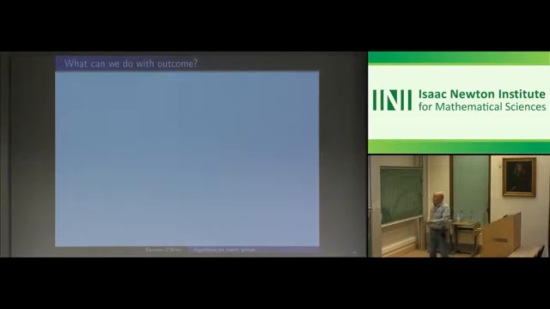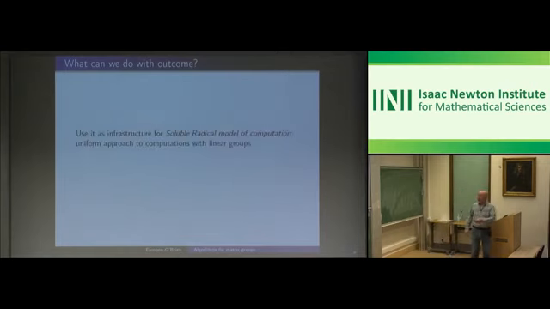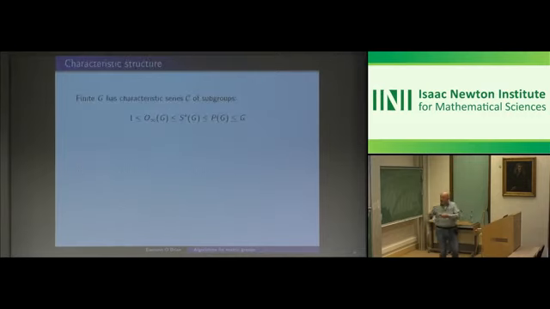Okay, so let me try and wrap up by talking a little bit about what we can do with the output. What we can do with the output is use it as infrastructure for the soluble radical model of computation. This is intended as a uniform approach to computations with linear groups. And what we're thinking of having got is an analog of the Schreier-Sims data structure for permutation groups. I want to discuss very briefly the soluble radical model.